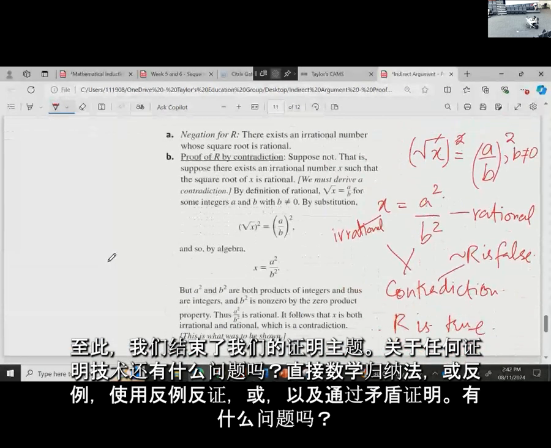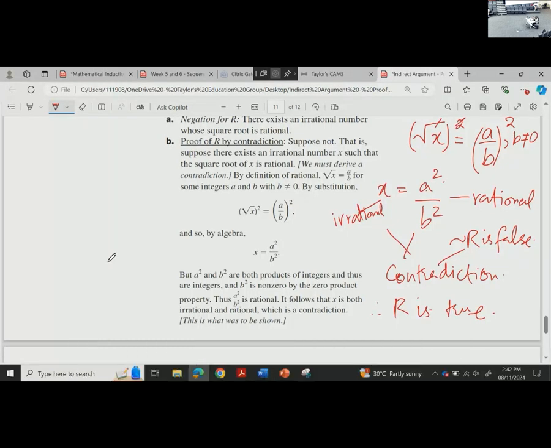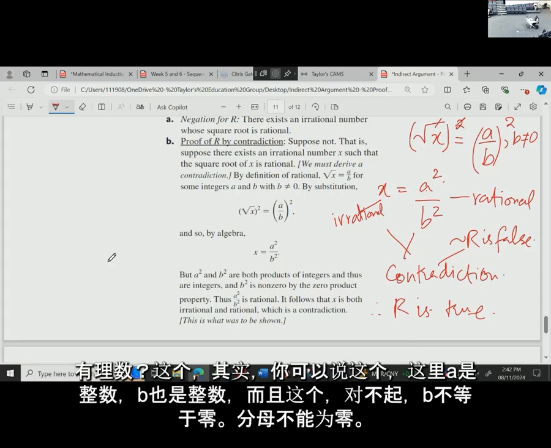Any questions from any proof technique? Direct proof, mathematical induction, disproving using counterexample, or proof by contradiction. Any questions? No questions?